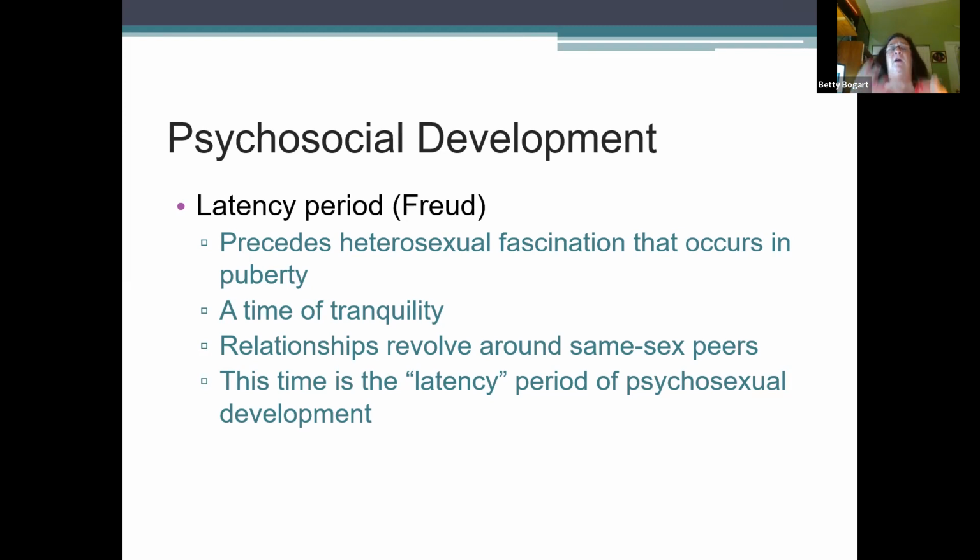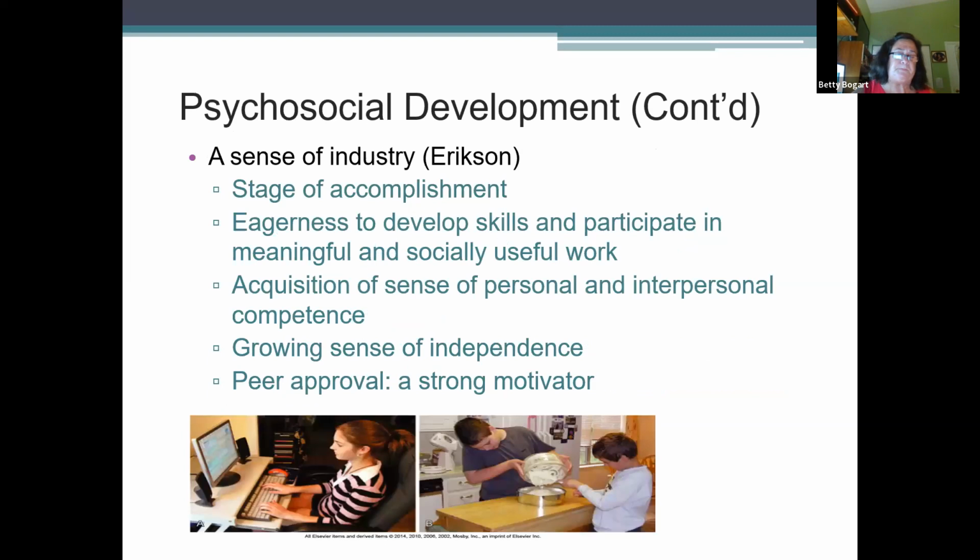Now, as we go older in Freud, it talks about heterosexual. He's all about sexuality and psychosexual things. But Freud, as a school age, is just same-sex peers. That's who they tend to fall in with.